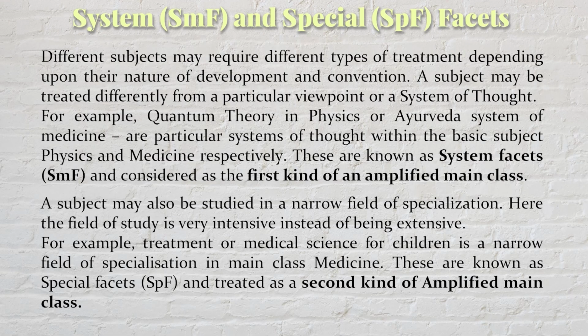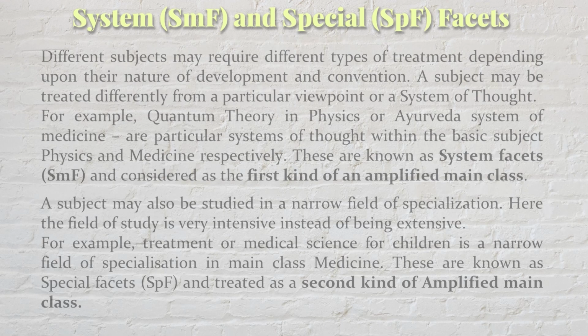Again, a subject may also be studied in a narrow field of specialization. Here, the field of study is very intensive instead of being extensive. For example, treatment or medical science for children is a narrow field of specialization in main class medicine. These are known as special facets and treated as a second kind of amplified main class.